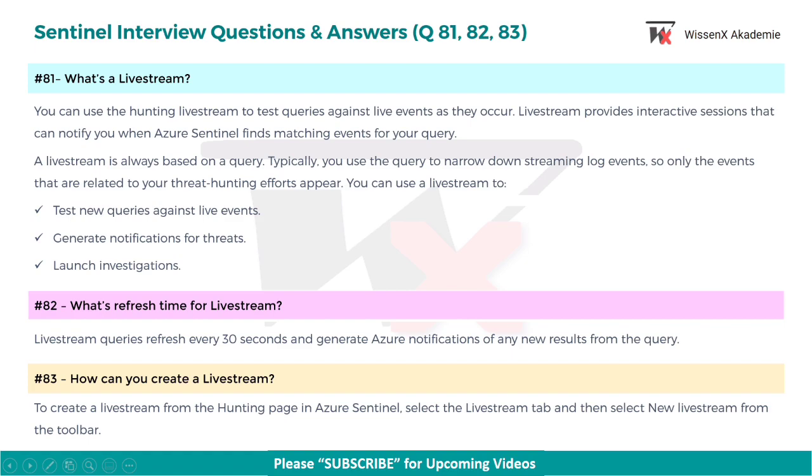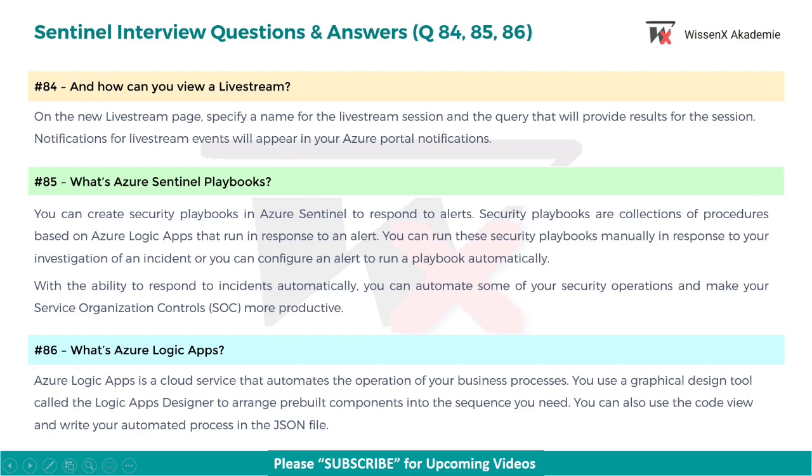Next, how can you create a livestream? To create a livestream from the hunting page in Azure Sentinel, select the Livestream tab and then select New Livestream from the toolbar. Next, how can you view a livestream? On the new Livestream page, specify a name for the livestream session and the query that will provide results for the session. Notifications for livestream events will appear in your Azure portal notifications.